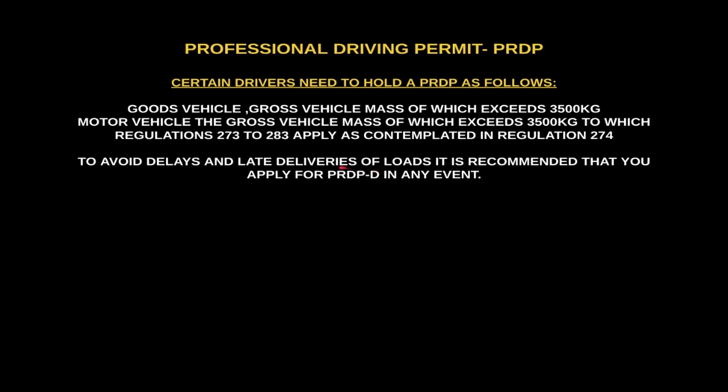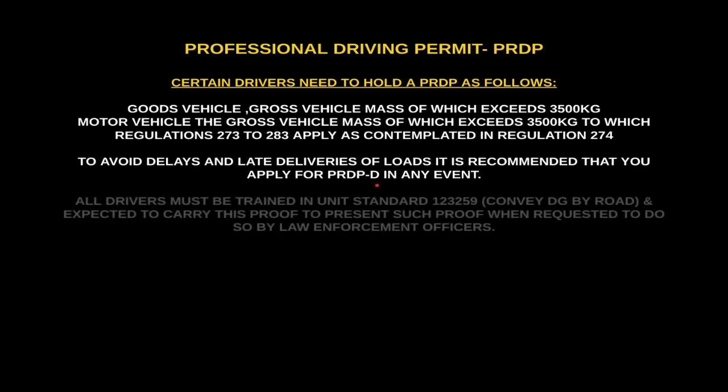So just to explain, you get a normal professional driving permit, which is for normal goods and passengers, if you are transporting a vehicle which exceeds 3.5 tons. But if you want to transport dangerous goods, you need a PRDP for category D. If you look at the back of your license, you'll see the different categories. So the D is for dangerous goods.